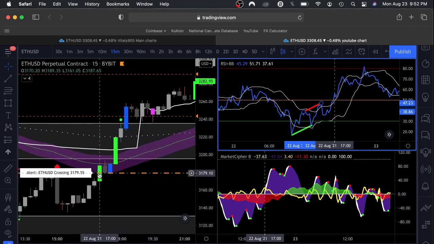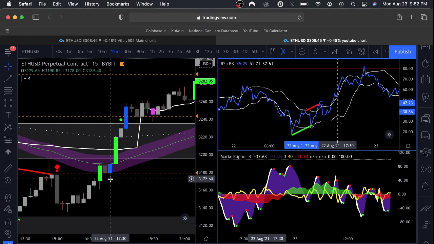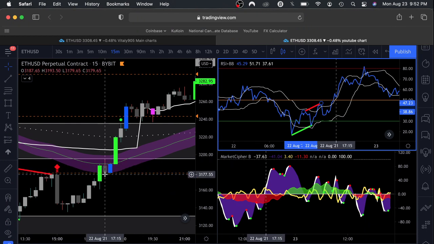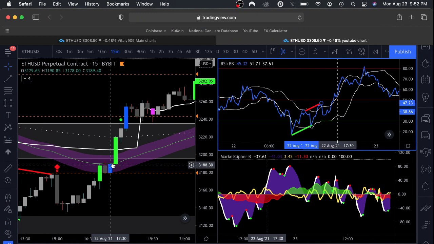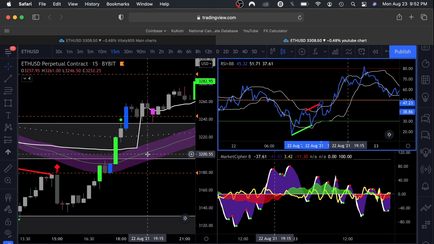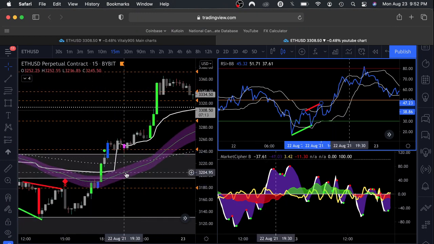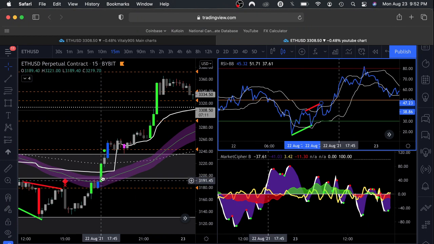This recovered 50% of this green candle. Sometimes it doesn't recover it fully. 50% of that candle, and it's pretty much recovered. So this candle is done. Then we broke the 50 EMA, which is this green line, and the purple cloud. We broke with volume, so that's why we got this green candle here.